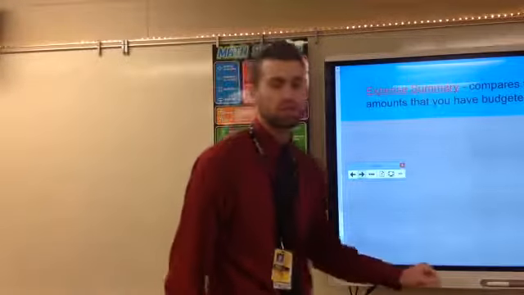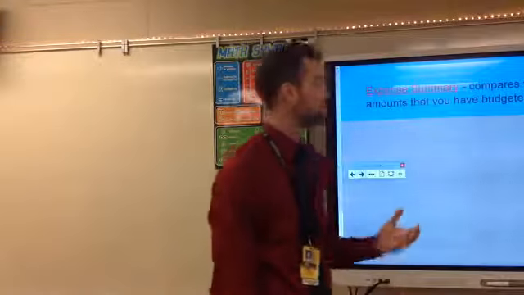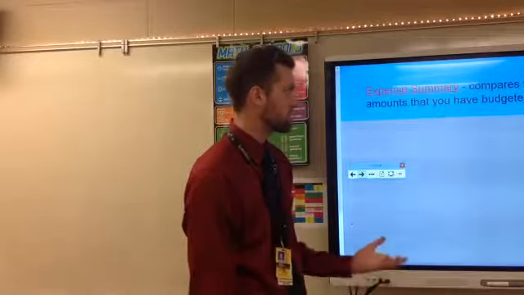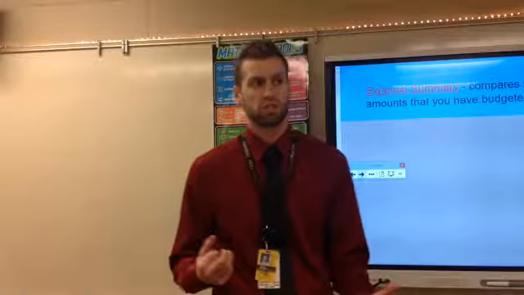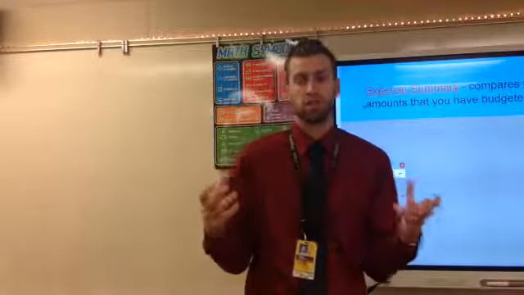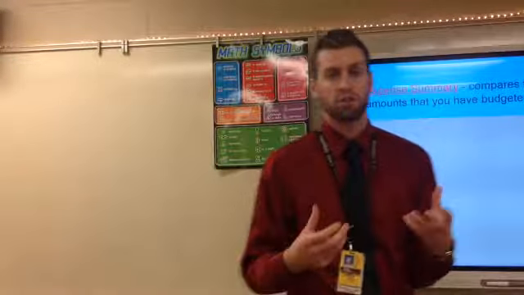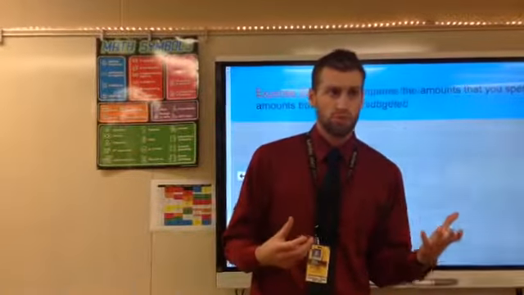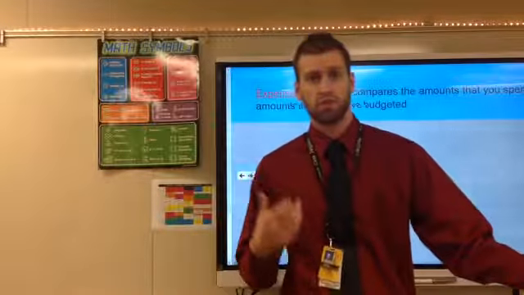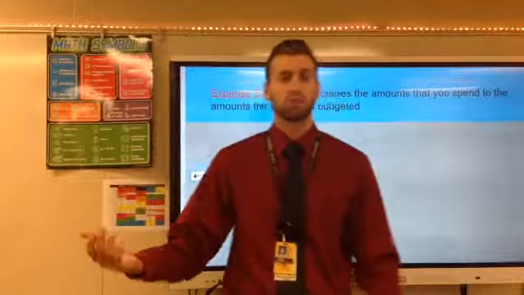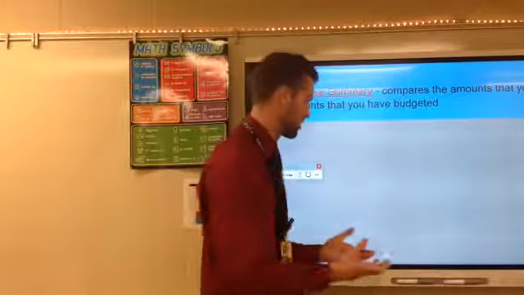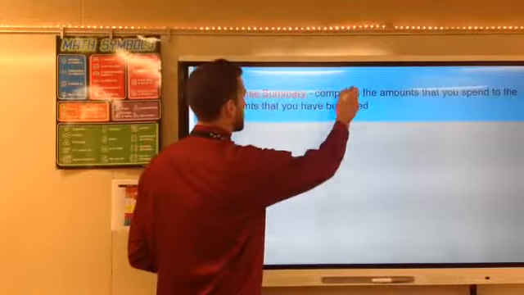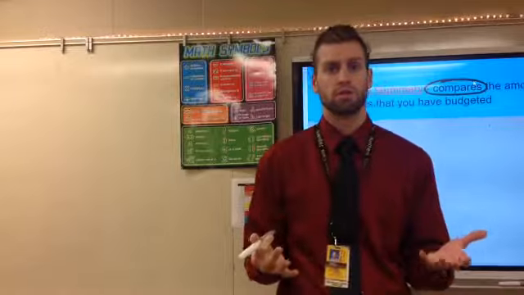A few things that you'll need to know. Some definitions. Expense summary: it compares the amounts that you spend to the amounts that you've budgeted for. That's putting a whole summary together of all your spendings, and it's comparing what you've set aside for, say, food for that month versus how much you actually spent on food that month. It's a comparison, so that's the big thing here. When we talk expense summary, it compares two amounts of money.